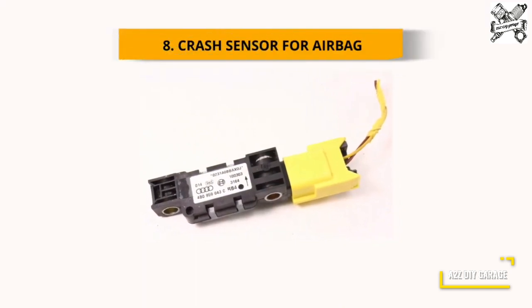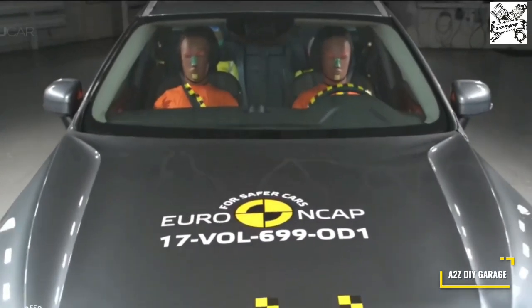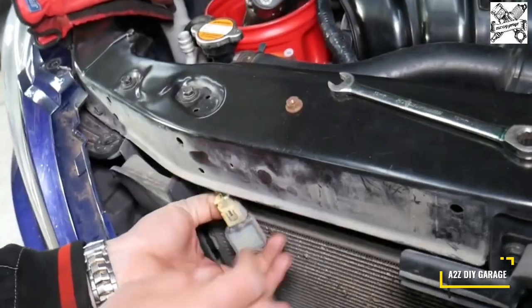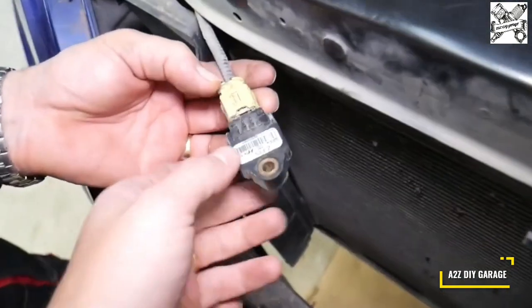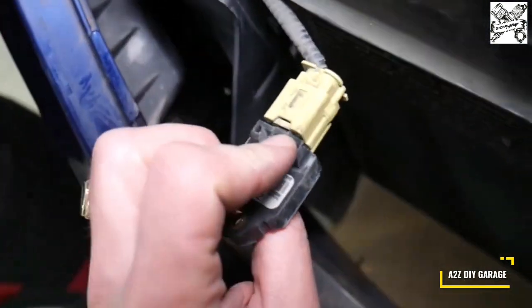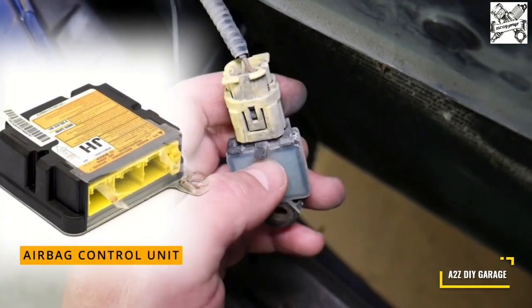Number 8. Crash sensor for airbag. The airbag system is one of the most important components in your vehicle's safety system. Crash sensors are small pieces of electronics designed to tell when the vehicle has been damaged in an accident. The sensor signals the airbag control unit within milliseconds after collision.